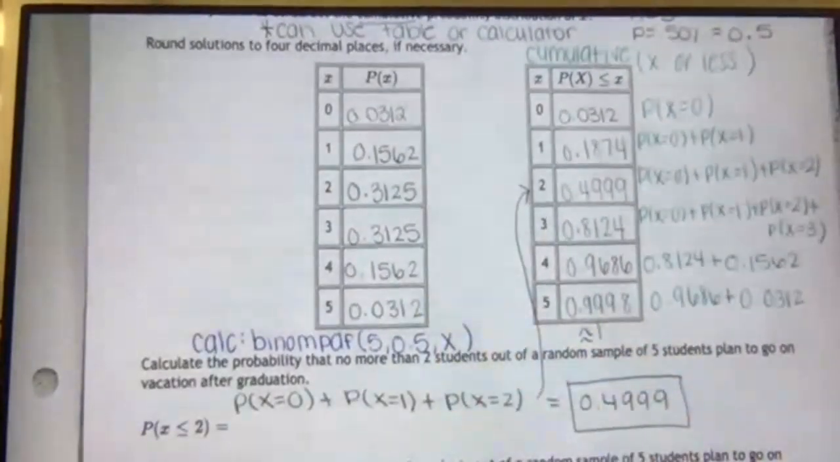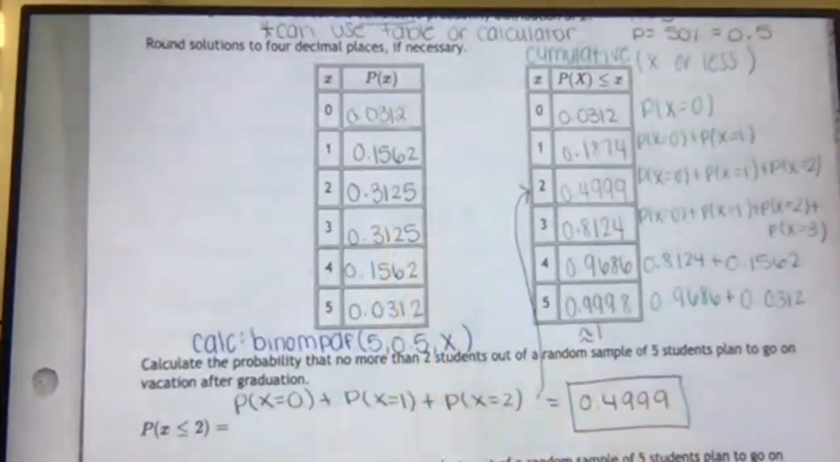Remember, if you use the calculator instead of your table, you're going to get a little bit different, but it'll still take both of them. It'll give you 0.5 instead. Same thing for the last one.